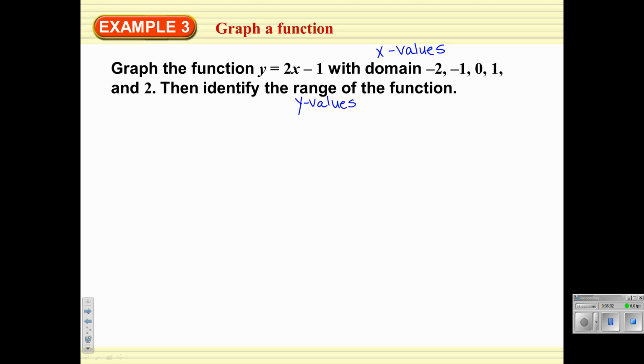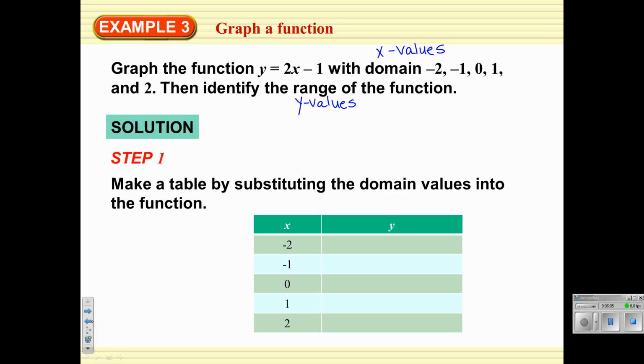Okay, so we are going to take the x values, we're going to make a table, and we're going to substitute the domain or x values into our function, and we're going to solve for our y values. So we're going to put the x of -2 into our function, and 2 times -2 is -4, and -4 minus 1 is -5. Then we're going to put the -1 into our function, and 2 times -1 is -2, and -2 minus 1 is -3, and so on.